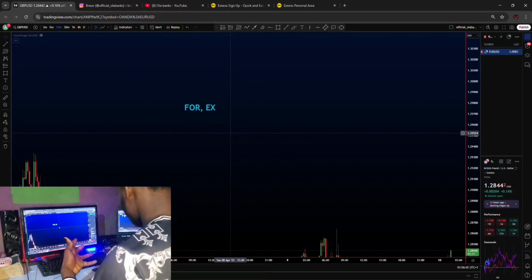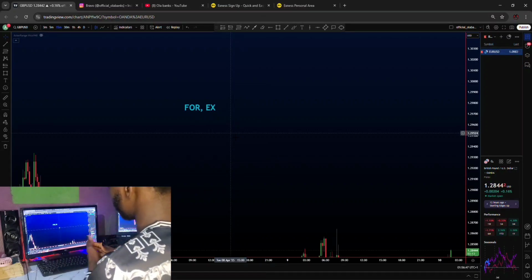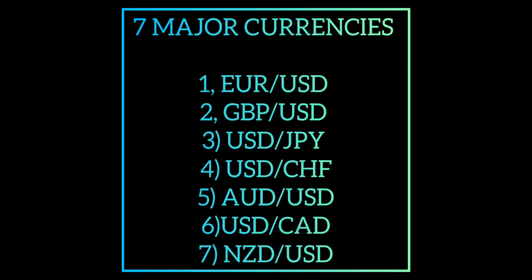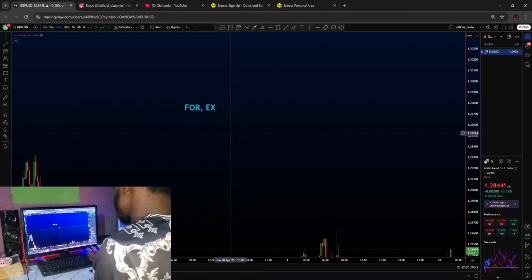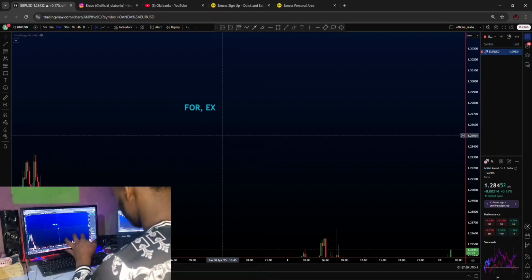Now another thing you have to know is we have 7 major currency pairs in forex trading, namely the EUR/USD, the GBP/USD, the USD/JPY, USD/CHF, AUD/USD, USD/CAD, and NZD/USD. So those are the 7 major currency pairs we have in trading, which leads us to number 2.